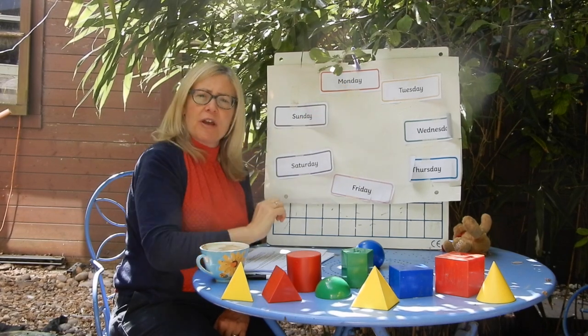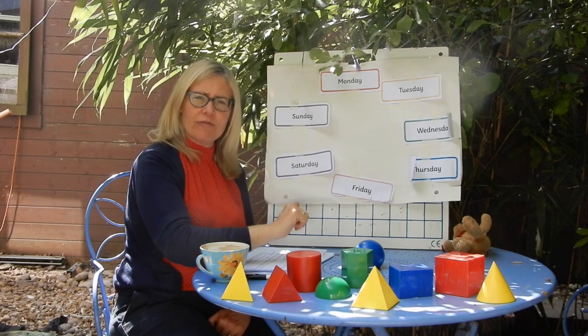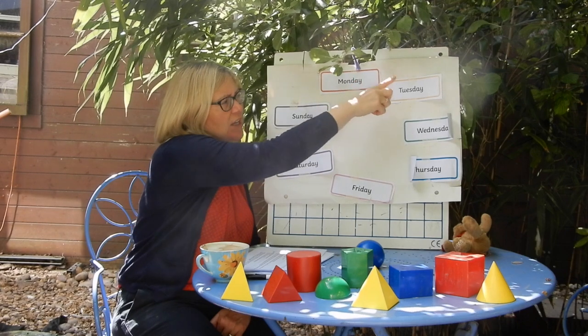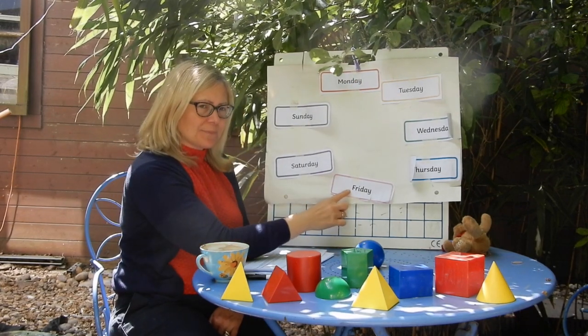Okay, so today is still Monday. What day would tomorrow be? Tomorrow is the day after. It hasn't happened yet. You're counting on round the circle. So if today is Monday, tomorrow would be Tuesday. Imagine today is Friday.